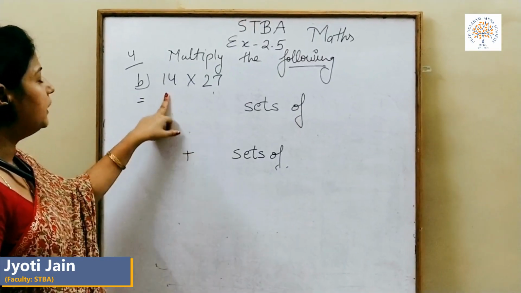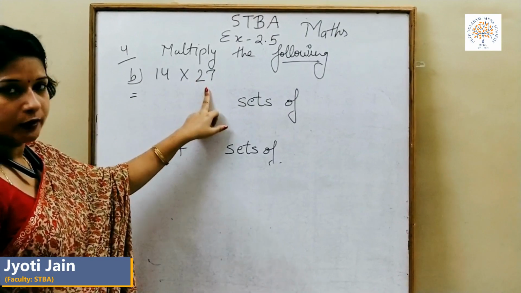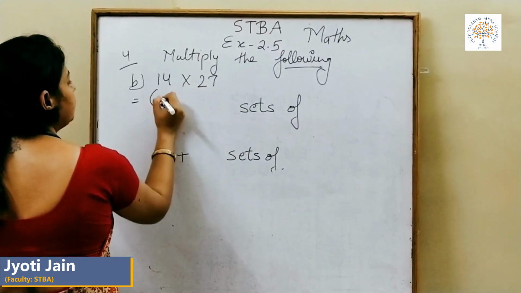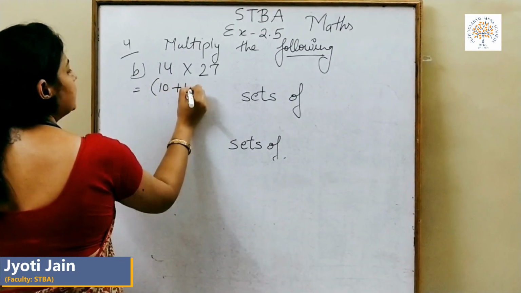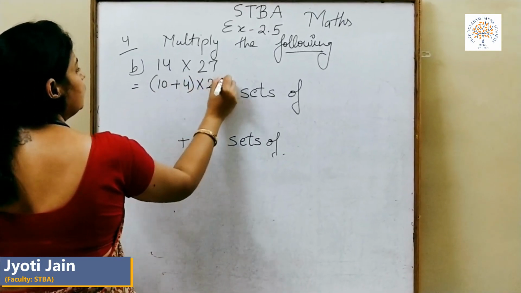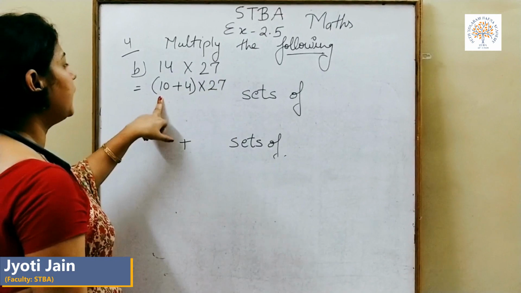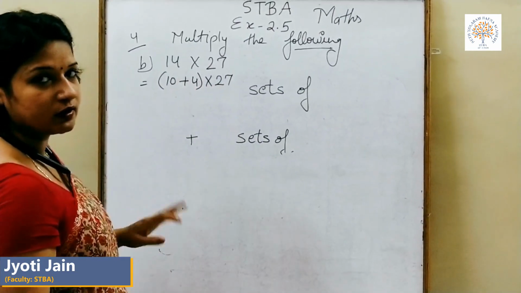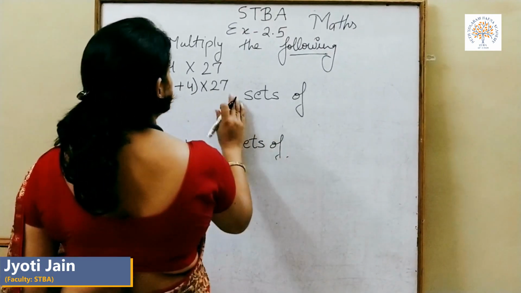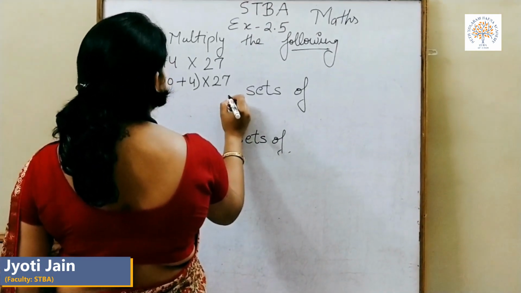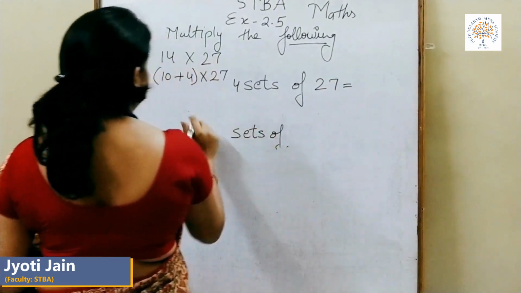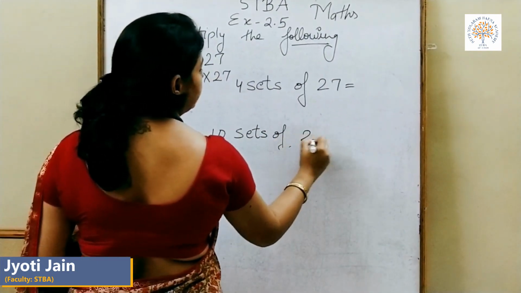Next is B part, 14 multiplied by 27. So again we will use distributive property here. So 14 can be written as 10 plus 4, into 27. That means first of all we will multiply 27 by 10 and then we will multiply 27 by 4 and then we will add them. So I am writing here 4 sets of 27 and 10 sets of 27.